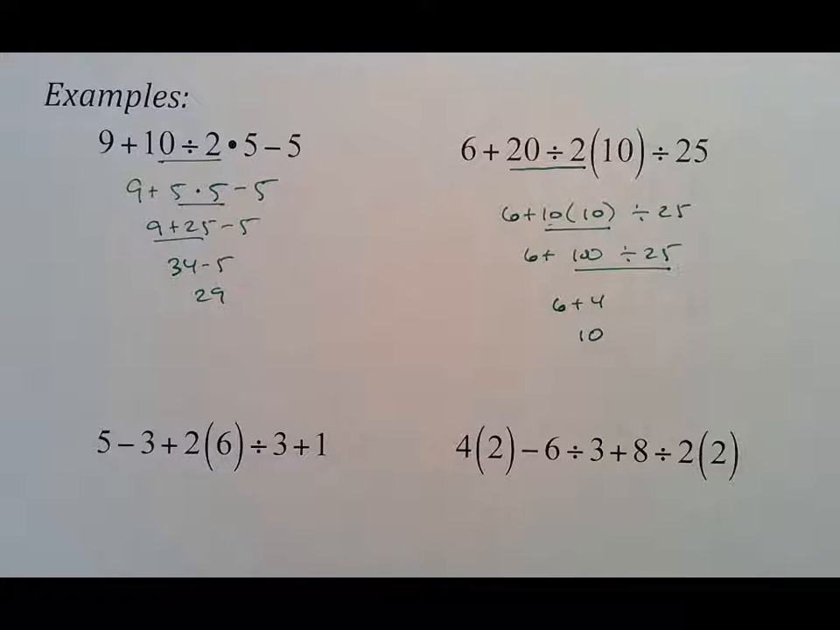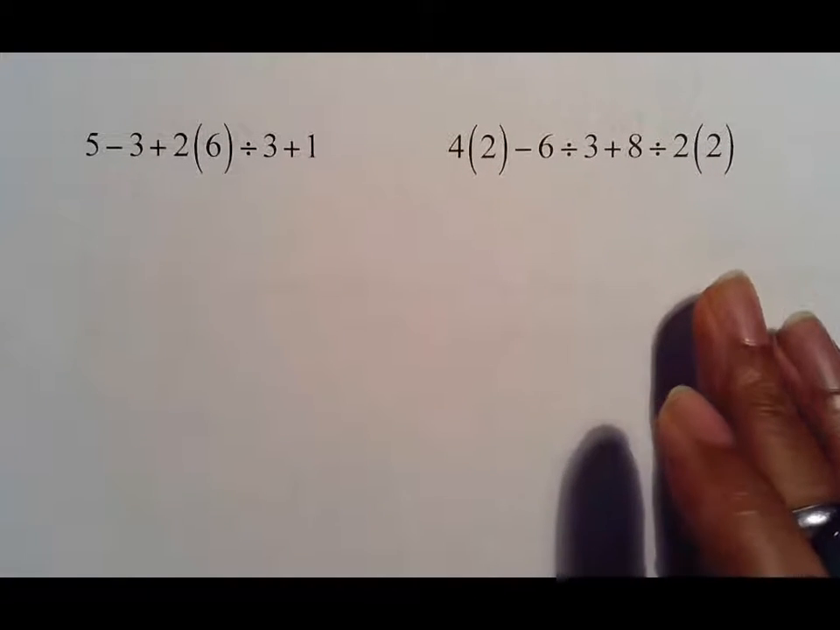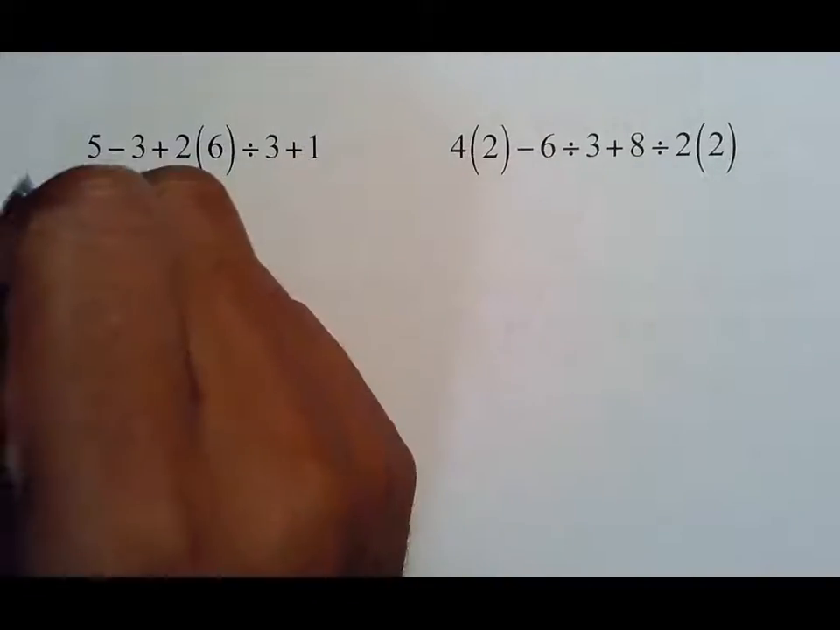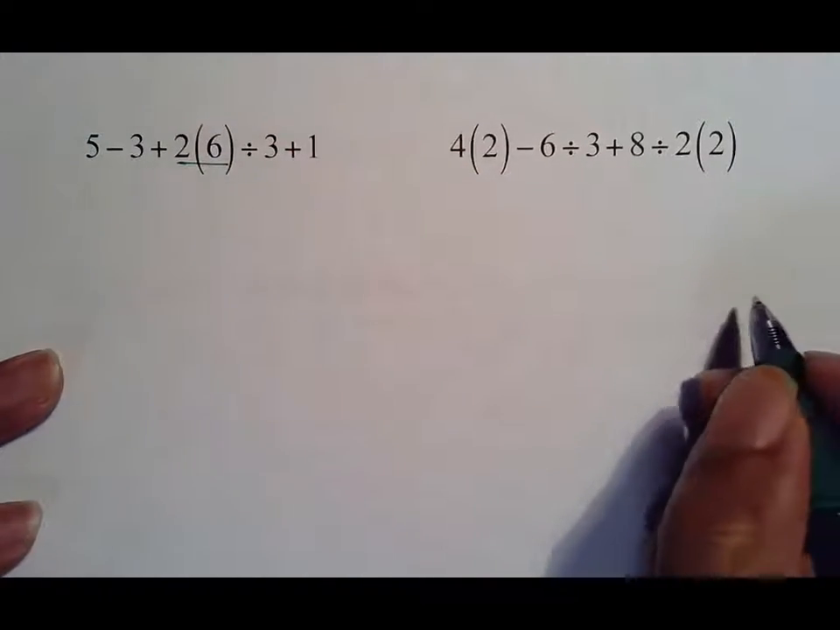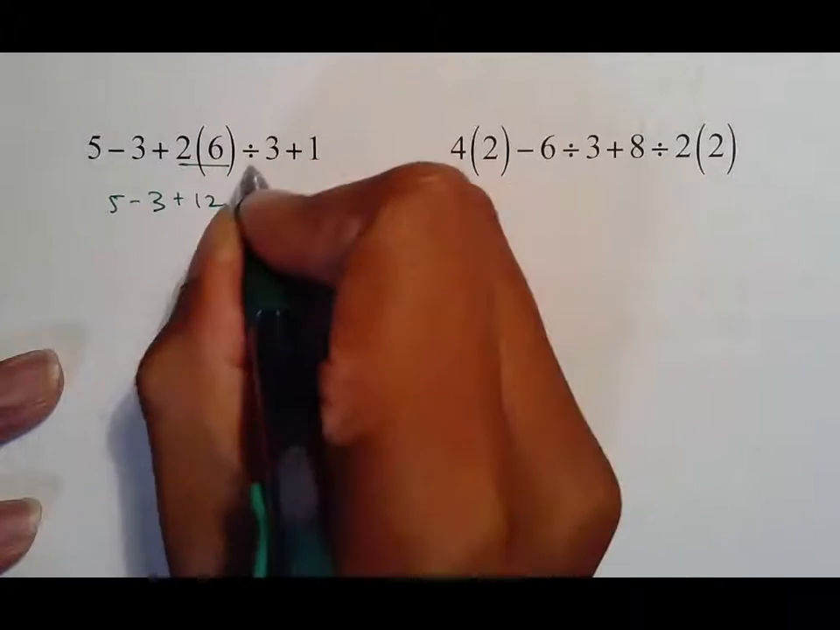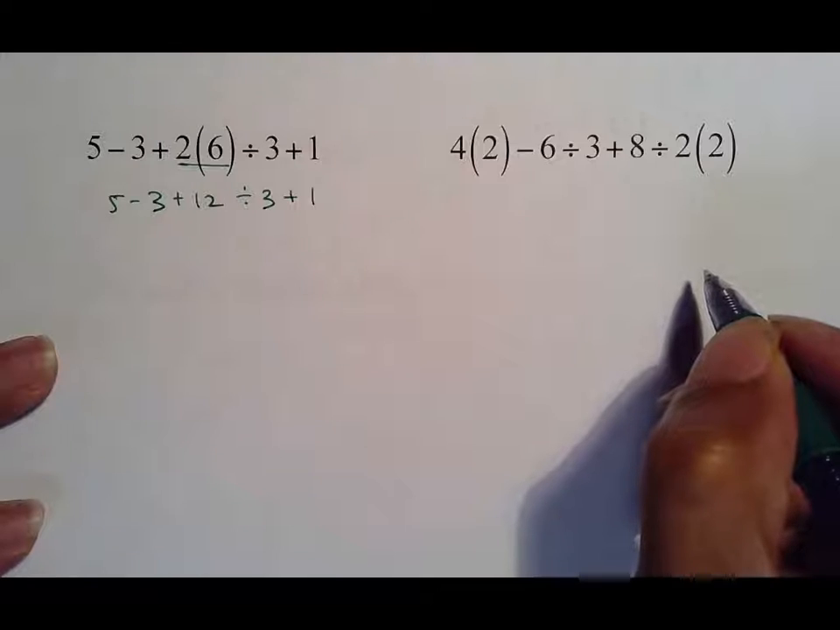So again, work out all of your multiplication and division first, which means all your teachers get fed first. Feed the first teacher, feed the first teacher, feed the first teacher, and then feed the first student. So in this case, your first teacher is right here. That's multiplication. 5 minus 3 plus 12. And then write the rest, divided by 3 plus 1.